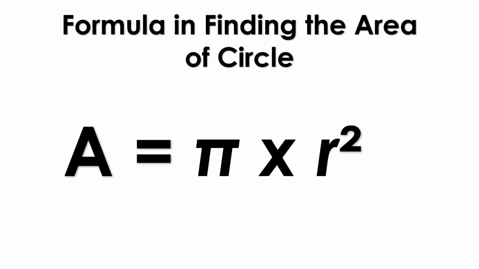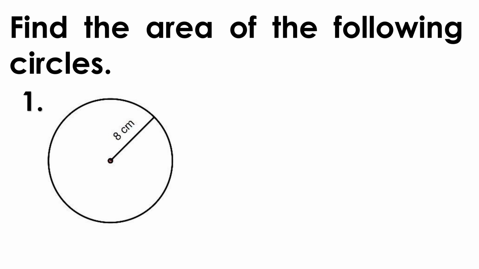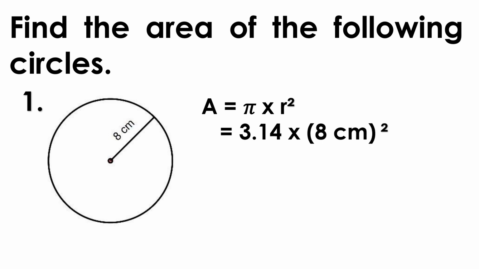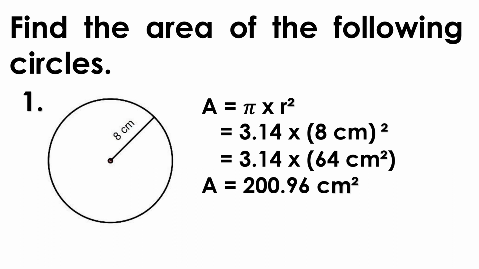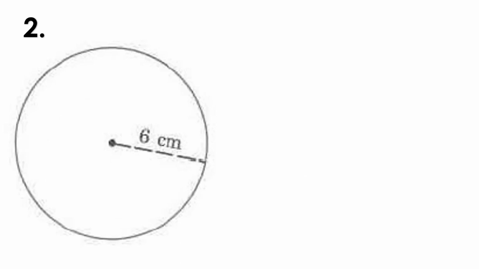Now, let us solve for the following. Find the area of the following circles. For number 1, the given radius is 8 centimeters. So we have to write first the formula. A equals pi times r squared. Then substitute. The value for pi is 3.14 times 8 centimeters squared. That is 3.14 times 64 centimeters squared. The answer is 200.96 centimeters squared.